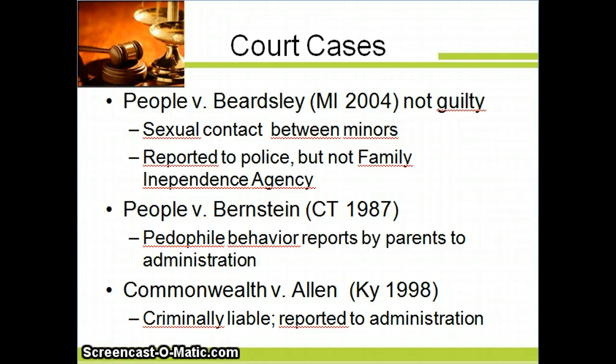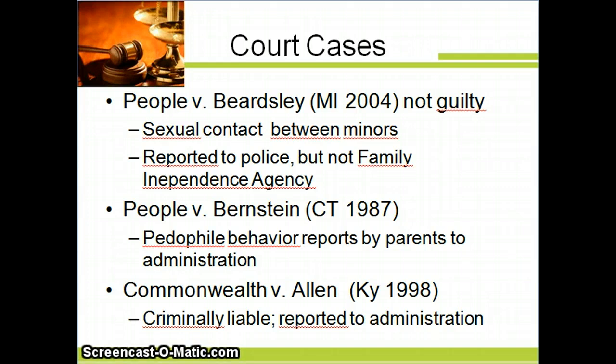In People versus Bernstein, there was a third-grade teacher who was sexually assaulting his children, and many parents had reported this to administration, but it was not reported to the appropriate authorities. When the teacher finally admitted to a paraprofessional that he was a pedophile, the administration was taken to court for failure to report. In Commonwealth versus Allen in Kentucky, this teacher was found criminally liable. She did make her report to administration, but did not make it to the appropriate authorities.